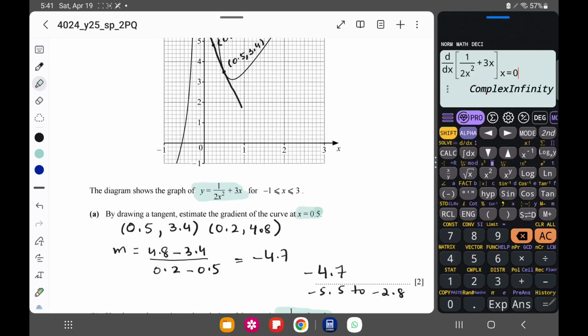That is 0.5, and then you can see minus 5 is the accurate answer for the gradient. In this way, if you are getting minus 4.7, it's very close to the accurate answer. This way you can check. This is just for checking, but you have to draw the tangent and find each and everything like this. Use the gradient formula and find your answer.